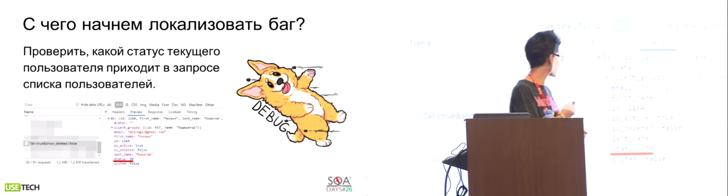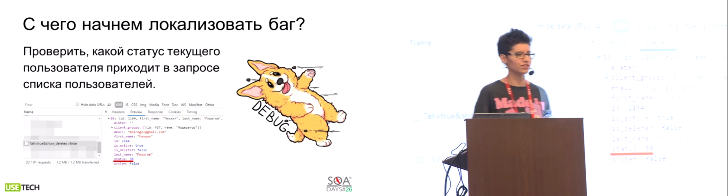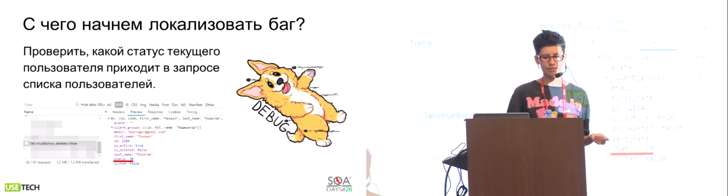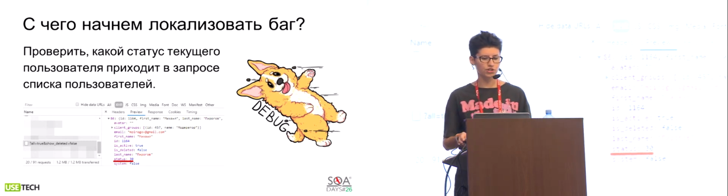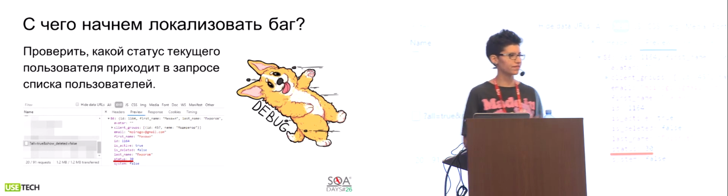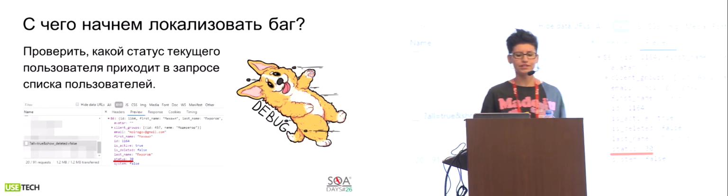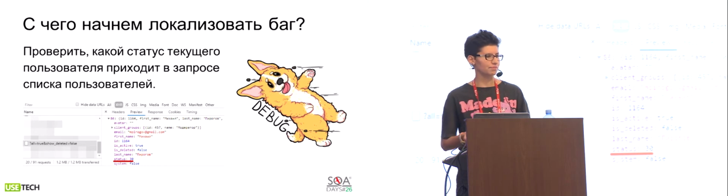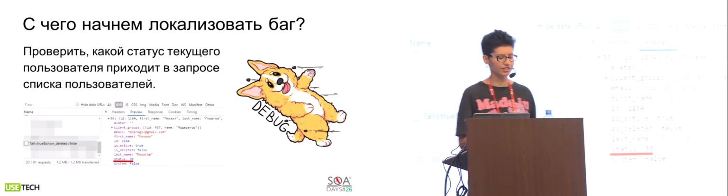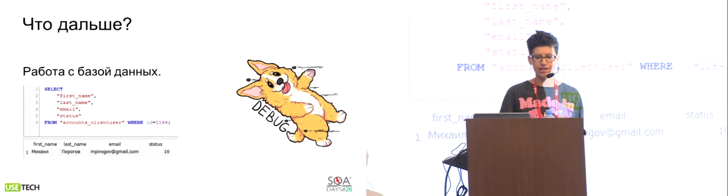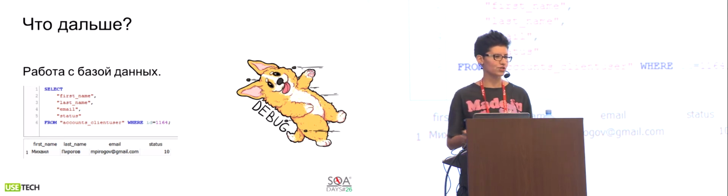I found that here it says offline status 30. So this is a back-end associated problem. We have additional information that everything is fine with the front end, and the problem is with the back end. So let's try to understand why the back end returns the wrong status.